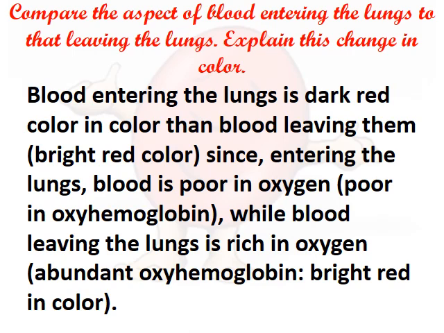Since blood entering the lungs is poor in oxygen, it means that it's poor in oxyhemoglobin. Blood leaving the lungs is rich in oxygen, meaning there's an abundant amount of oxyhemoglobin. That's why we have a bright red color. So the bright red color is due to the presence of oxygen that binds to hemoglobin, giving oxyhemoglobin.